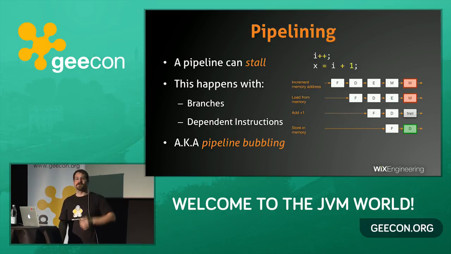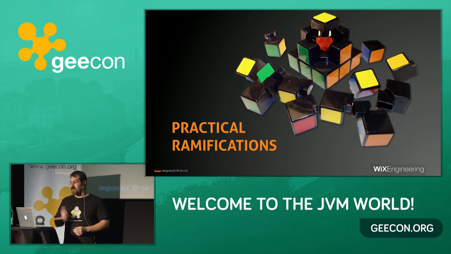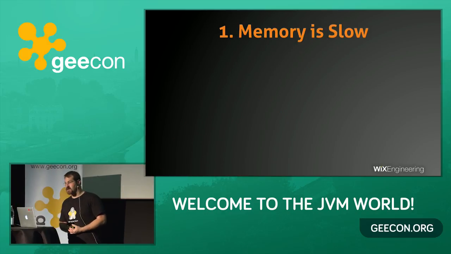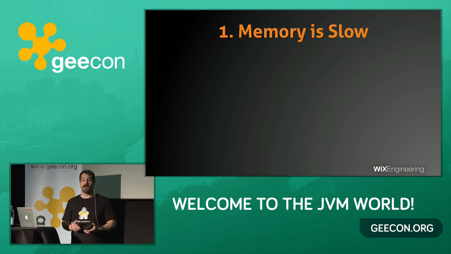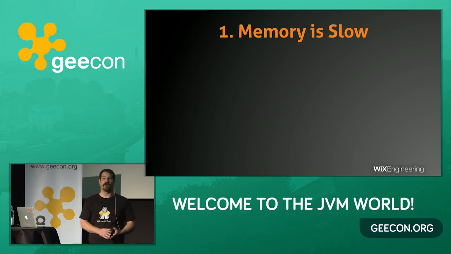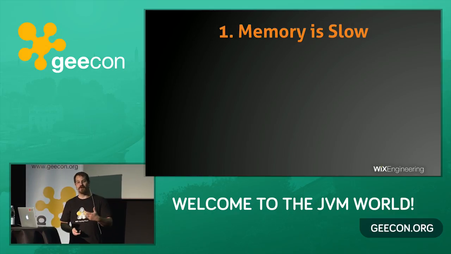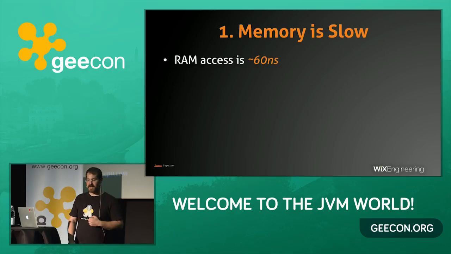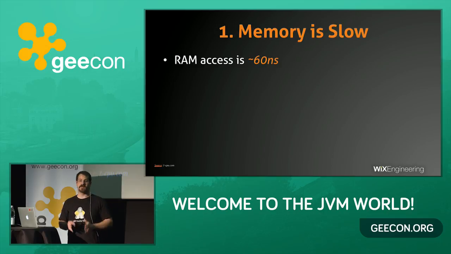Right, all of this has been theory. Let's tie this to real life. Let's have a look at some practical ramifications. The first thing you need to know is that memory is slow. Most of us are not used to thinking of system memory as being slow. We're used to thinking of hard drives being slow. We're used to thinking of network being slowish, right? We're not thinking of system memory as something that is slow. But even on a very modern CPU, RAM access, like actually going to your memory stick installed on your motherboard and reading some stuff off it, takes about 60 nanoseconds.